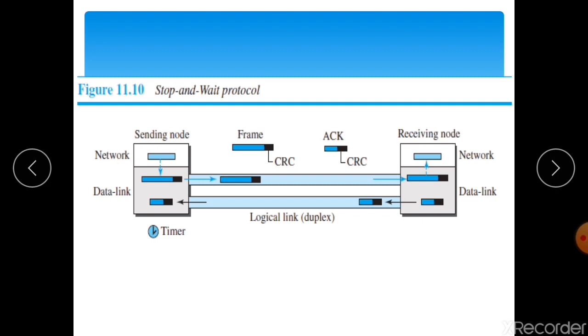Similarly, you can see the acknowledgement which will be sent from the receiver to the sender. In the acknowledgement also, you can see there is a CRC part that indicates that even the acknowledgement can get corrupted during transmission. To check that, this CRC value is used. And you can see that on the sender side we have a timer.